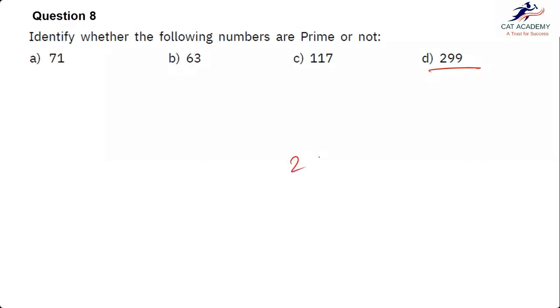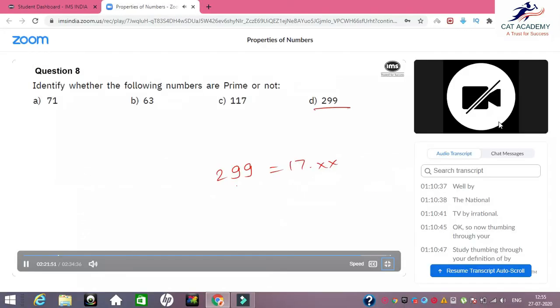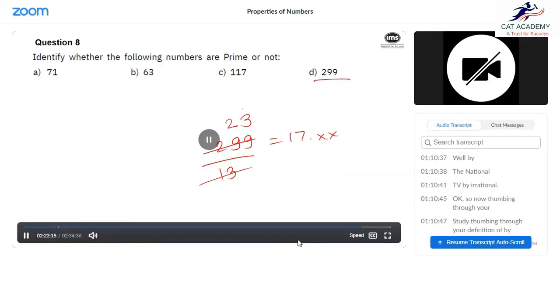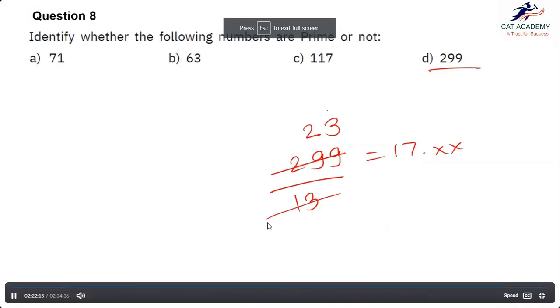Otherwise, as of now, I can just say that the approximate square root of 299 is 17 point something. So I have to check for prime numbers up till 17. I know for a fact 2, 3, 5, 7 are not working out. Try 11. So 299 by 11, that is also not working out. So 299 by 13, try. 13 twos are 26, bacha 3. 39 is 13 threes. So basically, actually doing it. Okay?